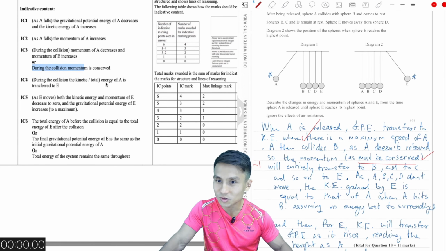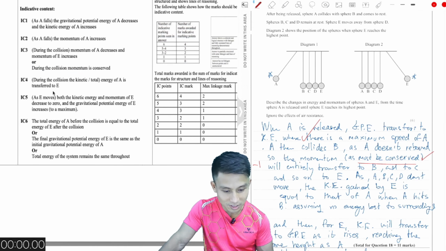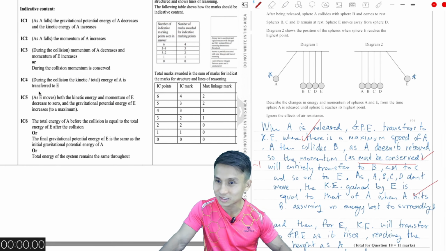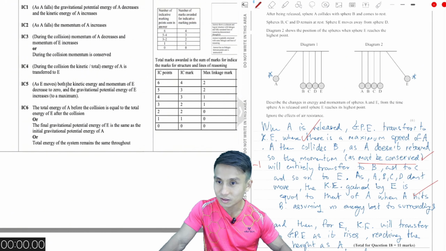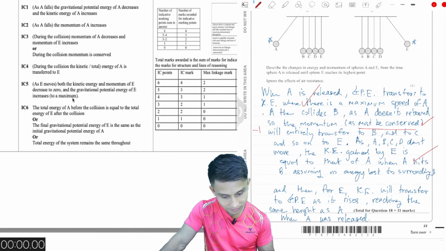Yeah, I said that. So energy of A is transferred to E. Energy of A transferred to E. I think I said it indirectly here, but I just said that as A, B, C, D don't move, the KE gained by E is equal to that of A when A hits B. Yeah, that's just to say 0.4 here, yeah. As E moves, both kinetic energy and momentum decrease to 0, and gravitational potential energy increases. Yeah, I didn't say about the momentum there.